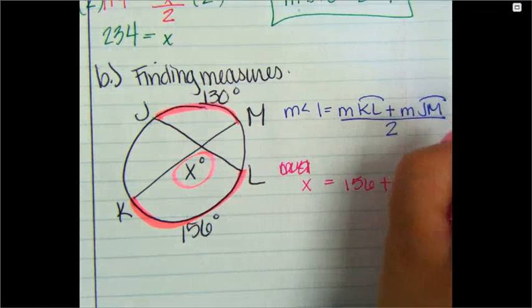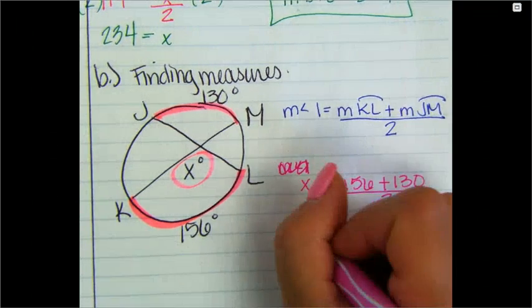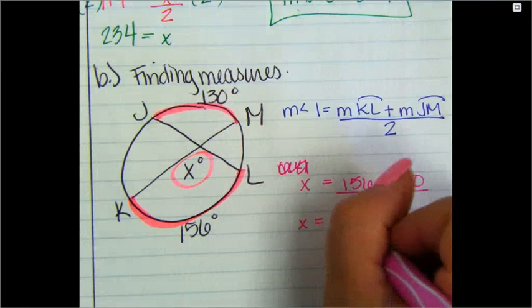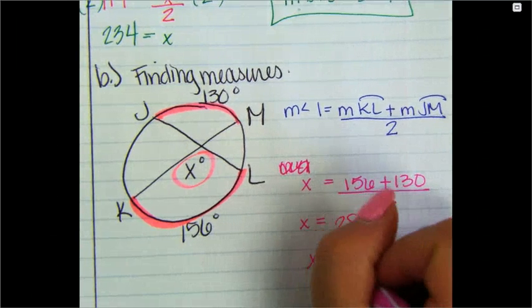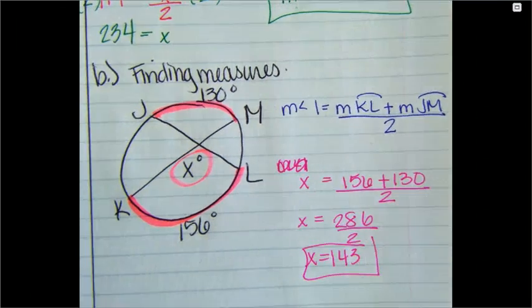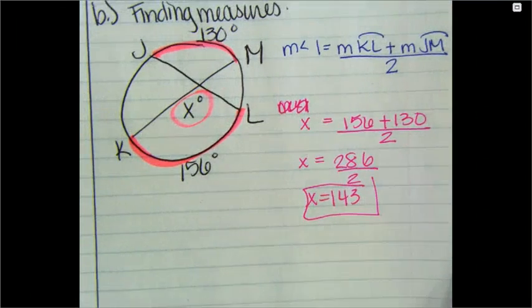Plus, divided by, what's 156 and 130? 286. Divided by 2 is what? 143. Got it right. Good.